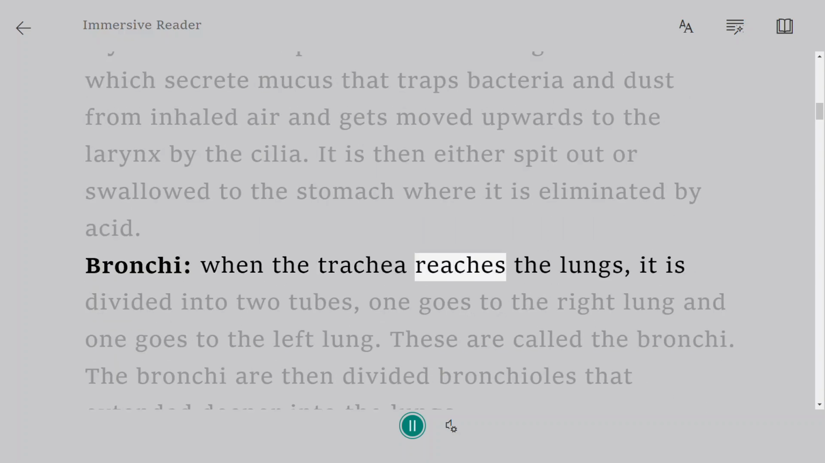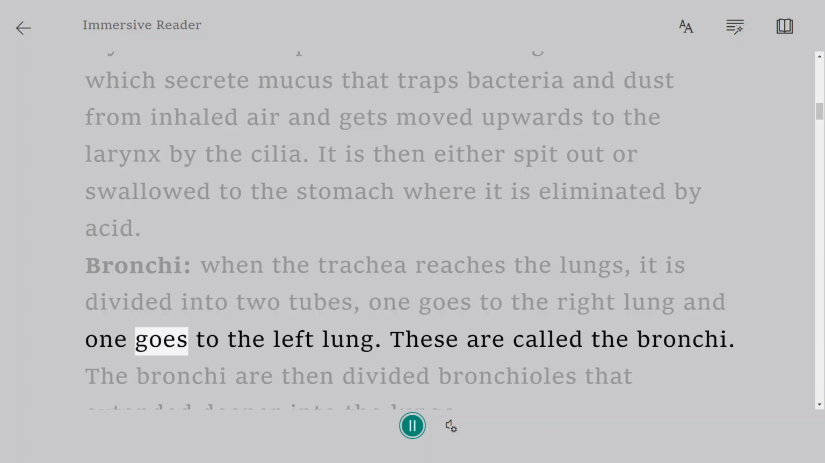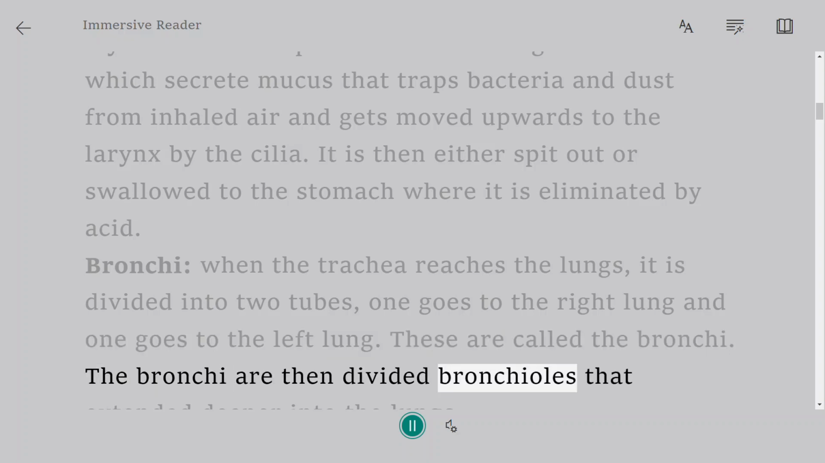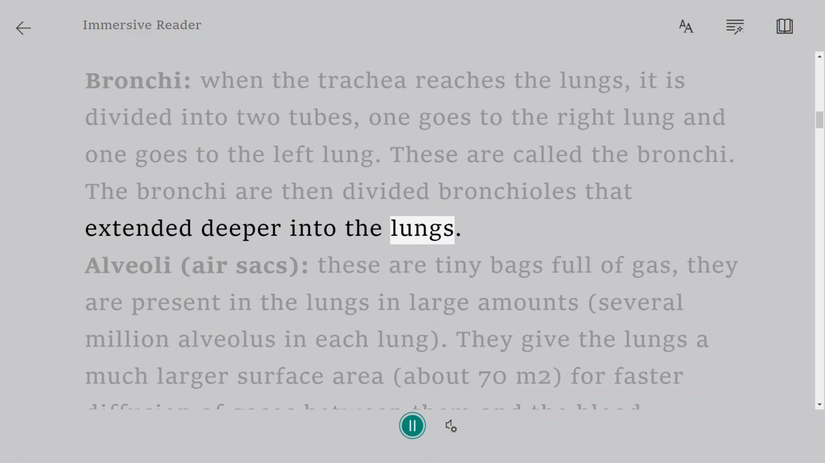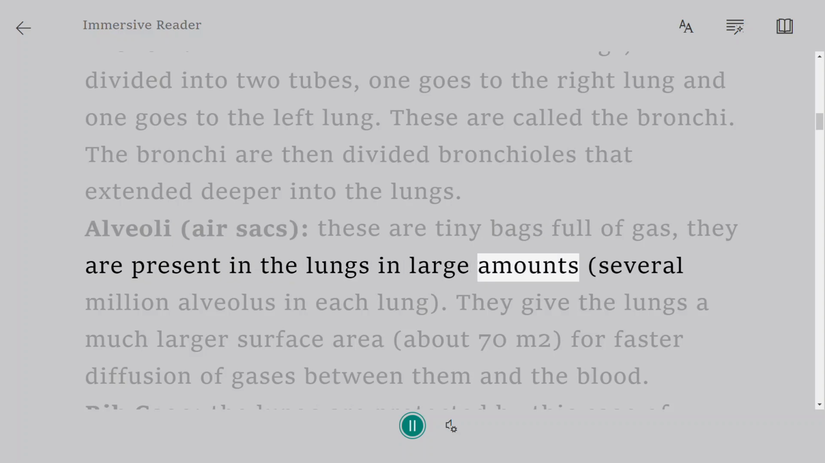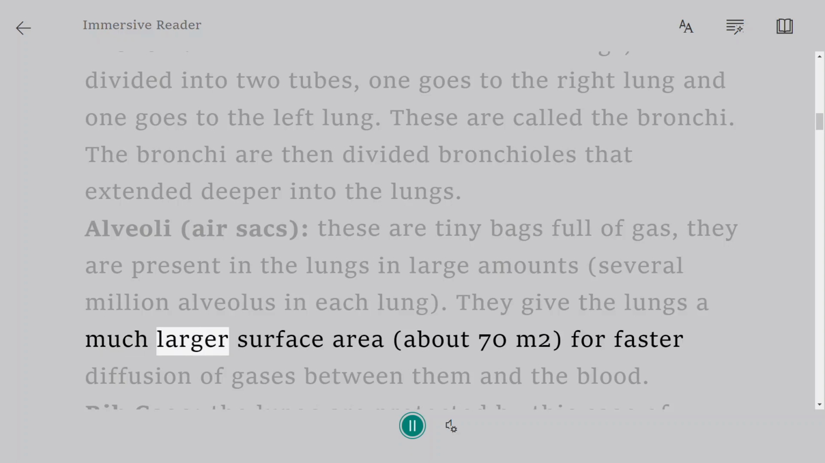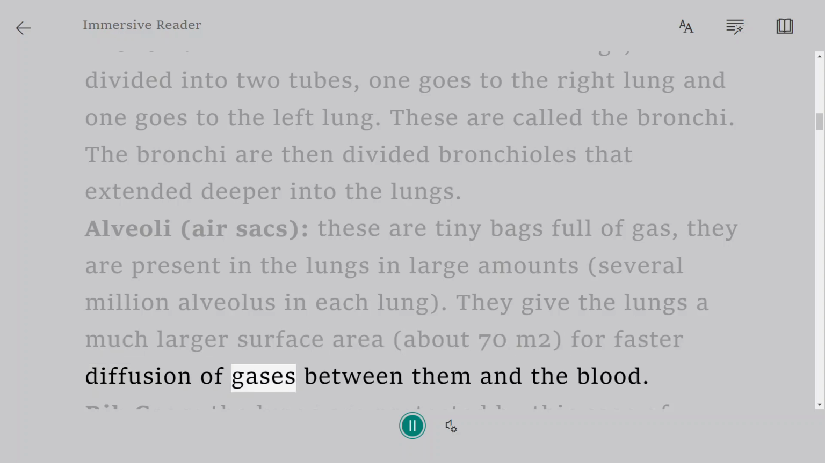Bronchi. When the trachea reaches the lungs, it is divided into two tubes, one goes to the right lung and one goes to the left lung. These are called the bronchi. The bronchi are then divided into bronchioles that extend deeper into the lungs. Alveoli, air sacs. These are tiny bags full of gas. They are present in the lungs in large amounts, several million alveoli in each lung. They give the lungs a much larger surface area, about 70 square meters, for faster diffusion of gases between them and the blood.